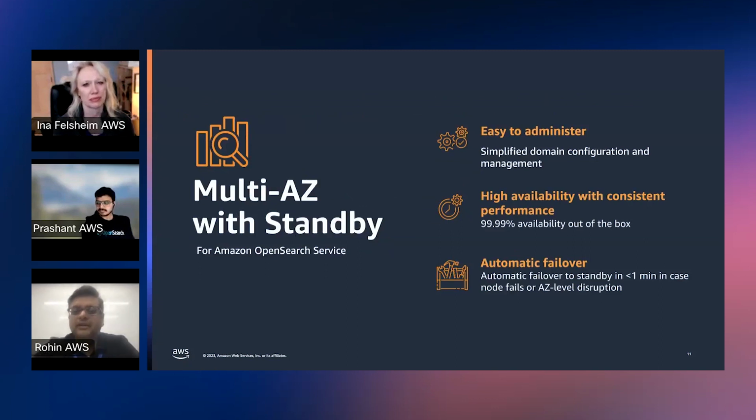So let me introduce Multi-AZ with Standby. Today, for example, on the Amazon OpenSearch Service, you could have created a domain before Multi-AZ with Standby, which is Multi-AZ without Standby. In that case, to get high availability, you would probably select multiple AZs, could be 2 AZ, 3 AZ. You would select dedicated master nodes, again, to ensure that if one master node fails, one of the other master nodes can take its place and be elected as the master, and the cluster continues to work.